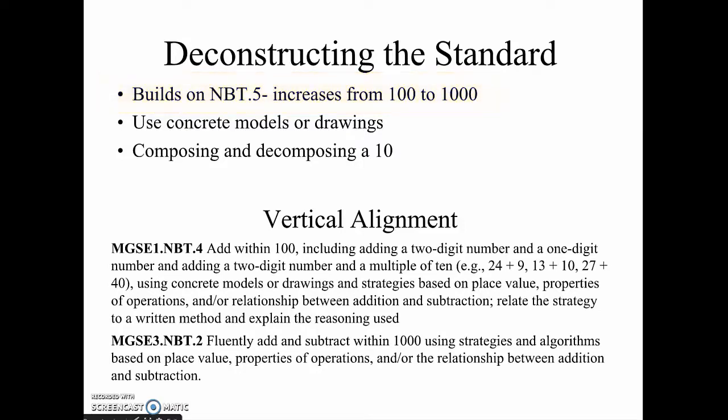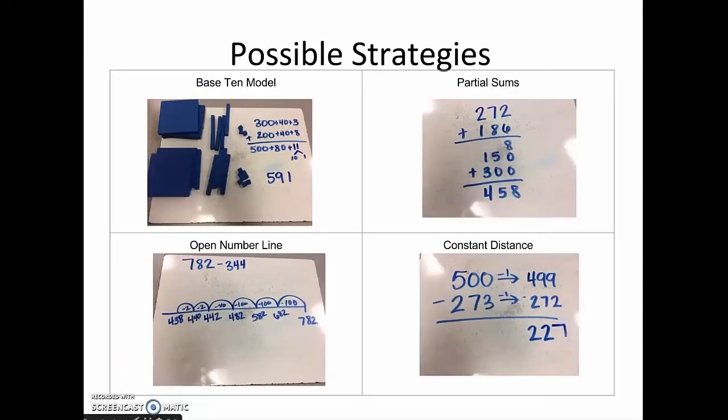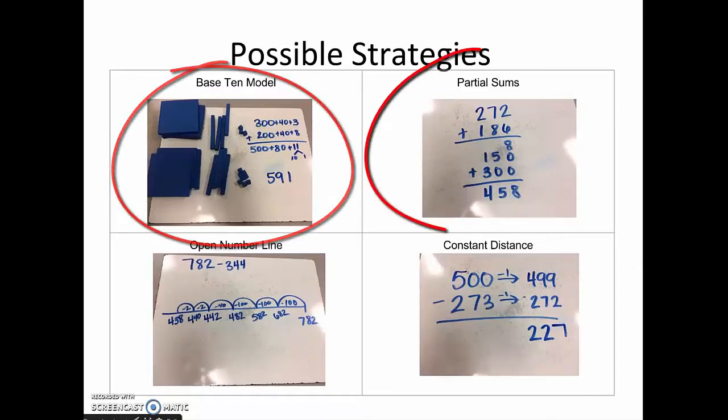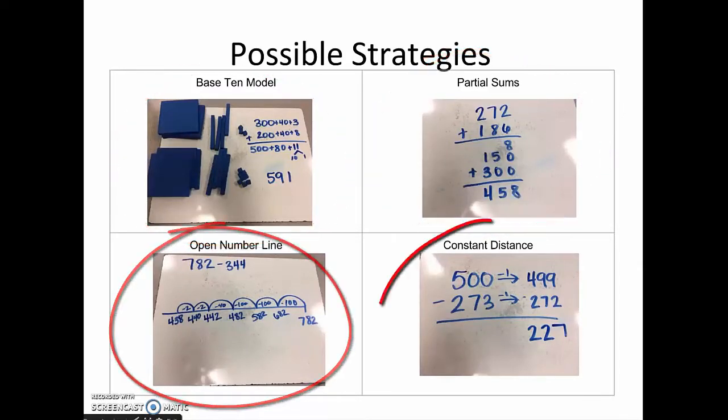The main focus of this standard is that it uses concrete models and drawings. Students should not be expected to do the standard algorithm, but to use models and drawings along with their written method. This builds on the first grade standard of adding and subtracting 2-digit with 1-digit numbers, and prepares students for the third grade standard that just uses a written method. Some possible strategies that students may use to model addition and subtraction are the base 10 model, partial sums, open number line, and constant distance.